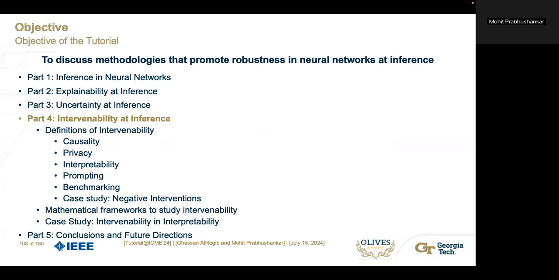As I said, the idea of intervenability is not very well known, or it's not as well defined. So in this case, we're going to be defining intervenability based on different aspects: causality, privacy, interpretability, prompting, benchmarking, and so on. And then we'll discuss some mathematical functions for how we can analyze these kinds of intervenability and have a case study within interpretability.